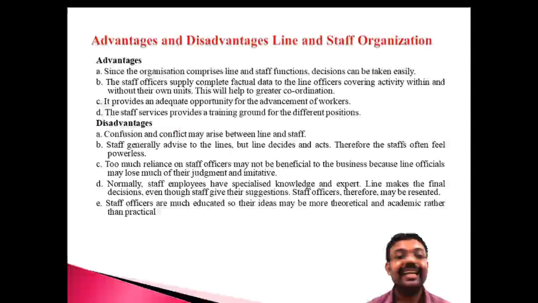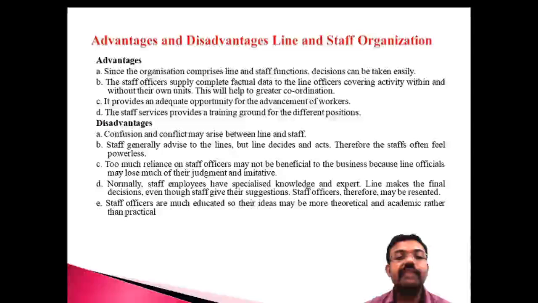Okay. And the third one is too much reliance on the staff. Sometimes the top level managers depend too much on the staff. Sometimes there is a lazy person who does not engage in any activity and purely depends upon the staff. That will negatively affect the organization. There is a possibility of too much reliance on the staff's advice.